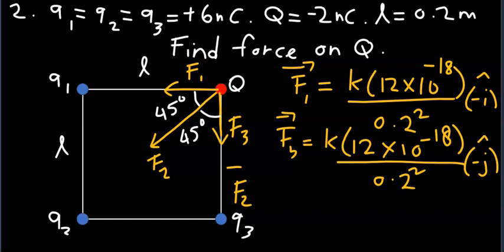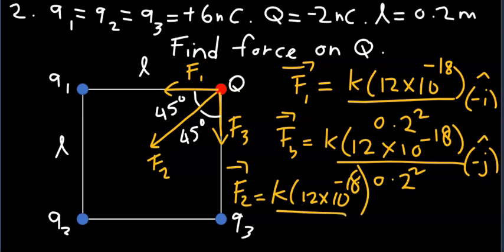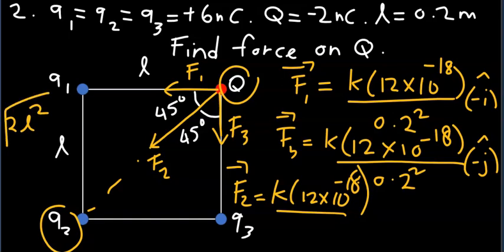Now F2, let's calculate the magnitude first. It's K. The product of the two charges is the same as before, 12 times 10 to the power minus 18. The distance between this charge and that charge is the length of the diagonal of the square. Using Pythagoras' theorem, that is square root of 2L squared. So the square of that is quite simply 2L squared. We know what L is, so L is 0.2, so 0.2 squared.